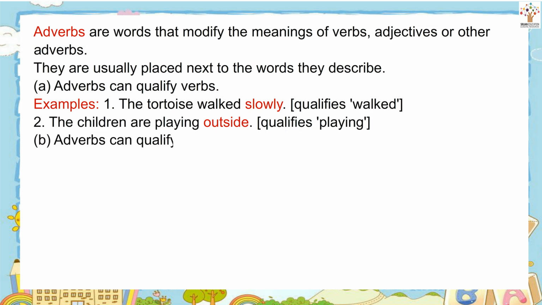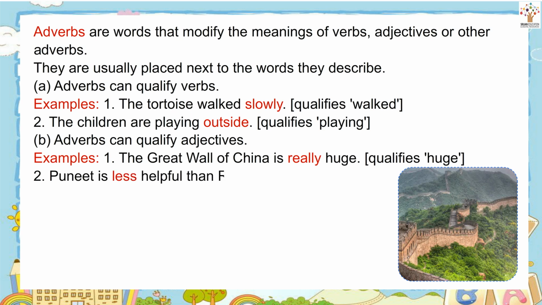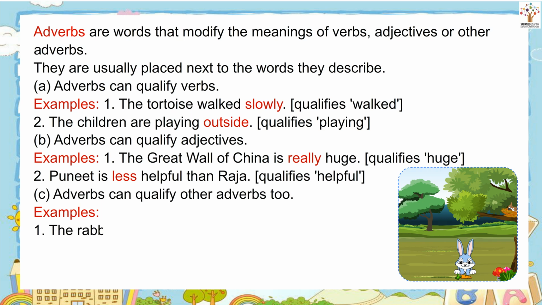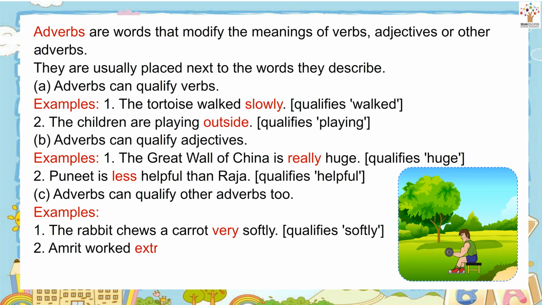Adverbs can qualify adjectives. Examples: the Great Wall of China is really huge, which qualifies huge. Puneet is less helpful than Raja, which qualifies helpful. Adverbs can qualify other adverbs too. Examples: the rabbit chews a carrot very softly, which qualifies softly. Amrit worked extremely hard, which qualifies hard.